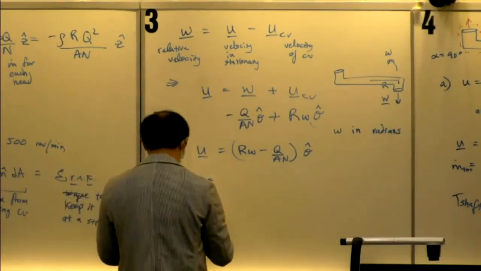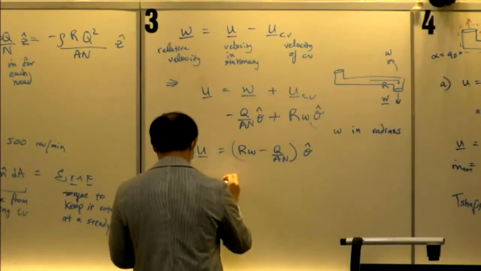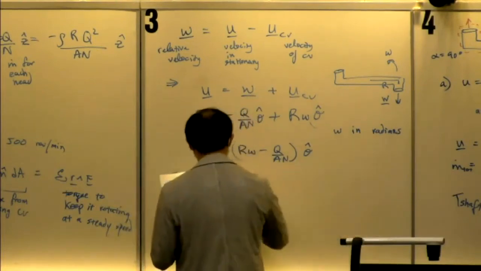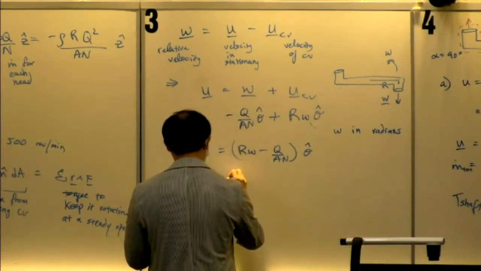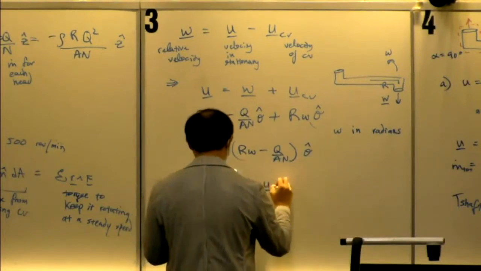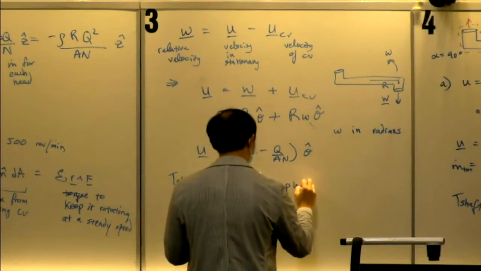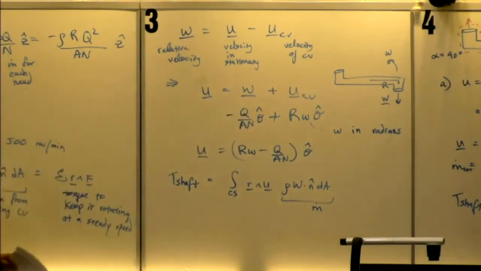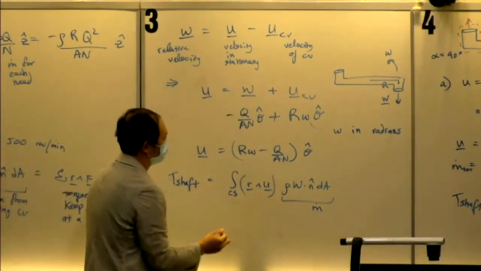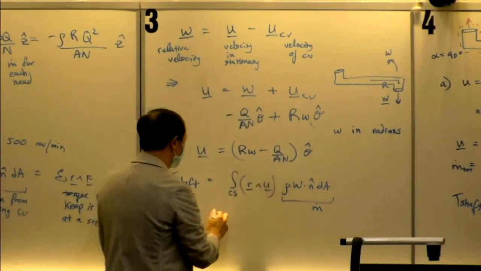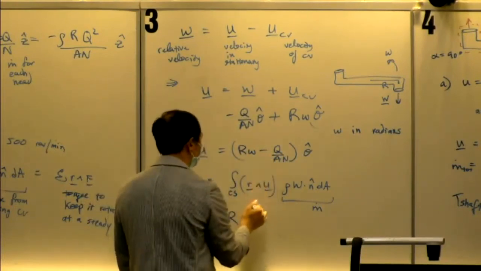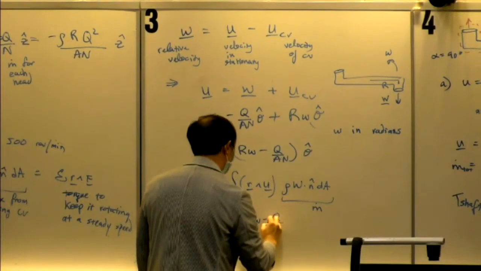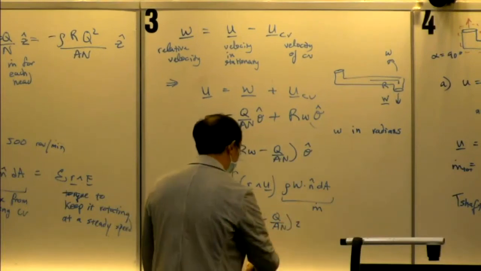The shaft torque is equal to negative integral over the CS of R cross U rho W dot N hat dA. So this is just m dot. That's what we had before, right? And then now the top part, we've got r cross this, and we'll say that's in the theta direction. So r times r omega minus q over a n, z hat. We'll put the z hat by the end.